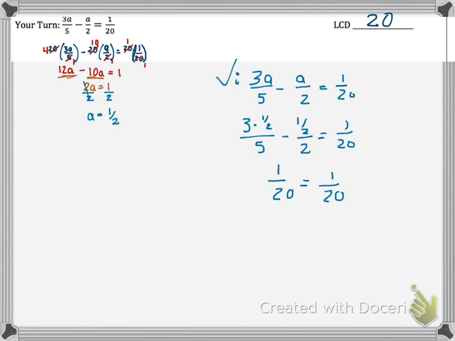And when you do plug that in, you can use your calculator if that gets a little ugly for you, but you want to check that you get the same thing on both sides, and we do. Get 1/20 on both sides, so a is in fact equal to 1/2.